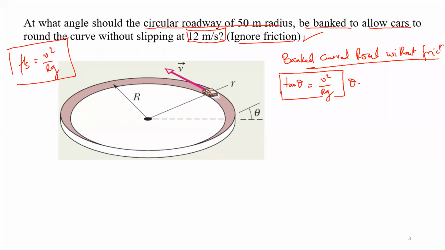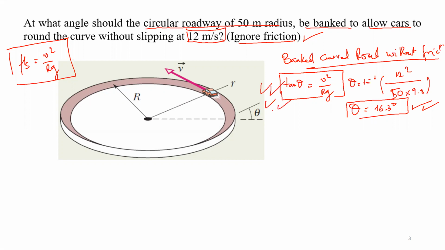So that means theta is just tan inverse of v squared, which is 12 squared, divided by r, which is 50, multiplied by g, which is 9.8, and you get your angle theta, which is 16.3 degrees. Problem solved. Now, how to get this formula? If you don't remember this formula, it's fine. I ask you to remember it, but in case you don't listen to me, it's fine.